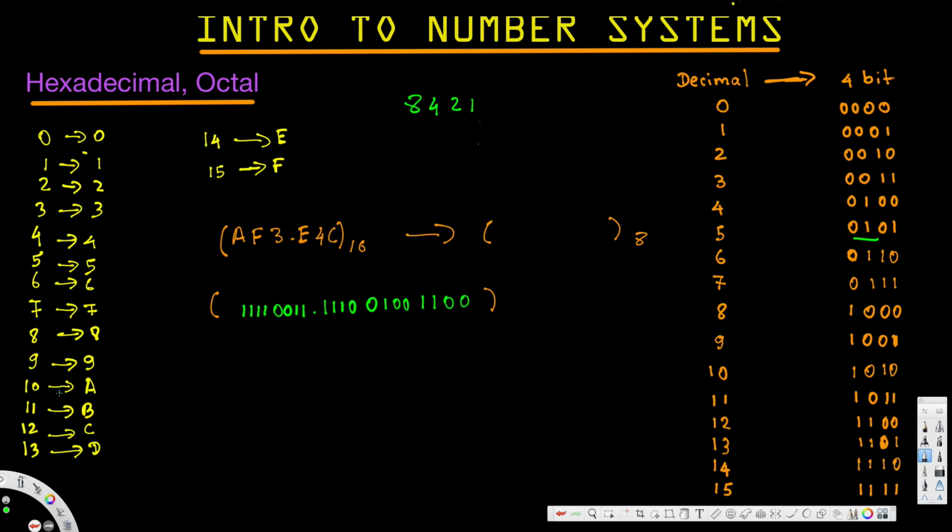A is going to be 10. 8 plus 2. So 1 0 1 0. So that's going to be the conversion.